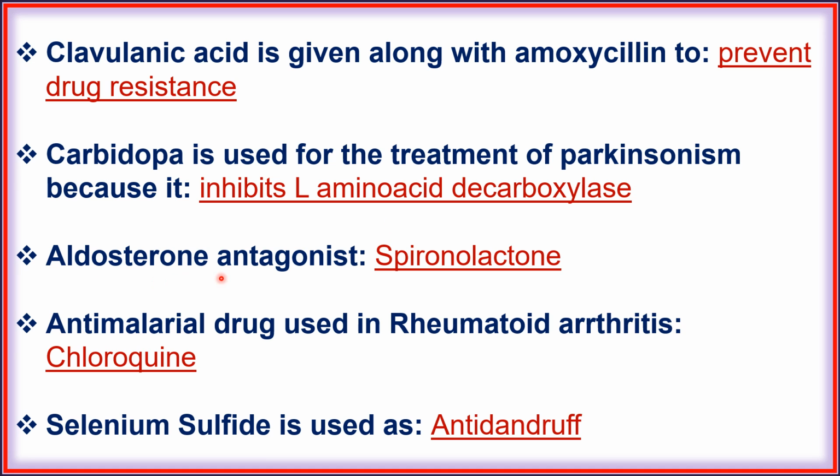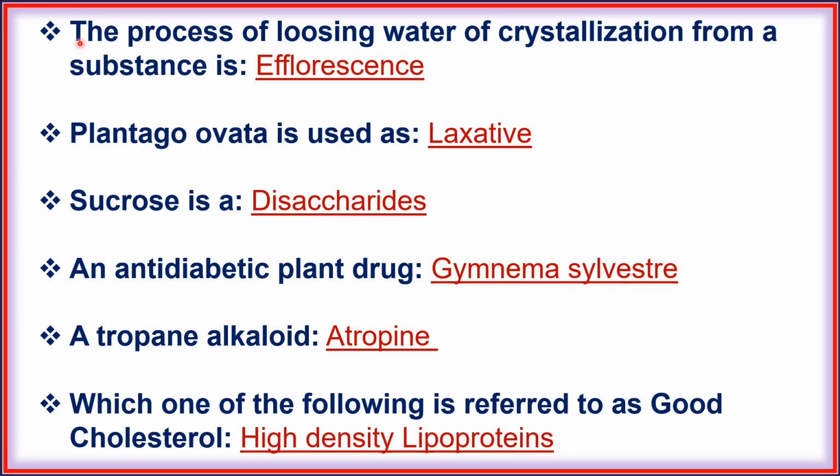Next, aldosterone antagonist is spironolactone. Next, anti-malarial drug used in rheumatoid arthritis is chloroquine. Next, selenium sulphide is used as anti-dandruff. Next, the process of losing water of crystallization from a substance is called efflorescence. Next, Plantago ovata is used as laxative.